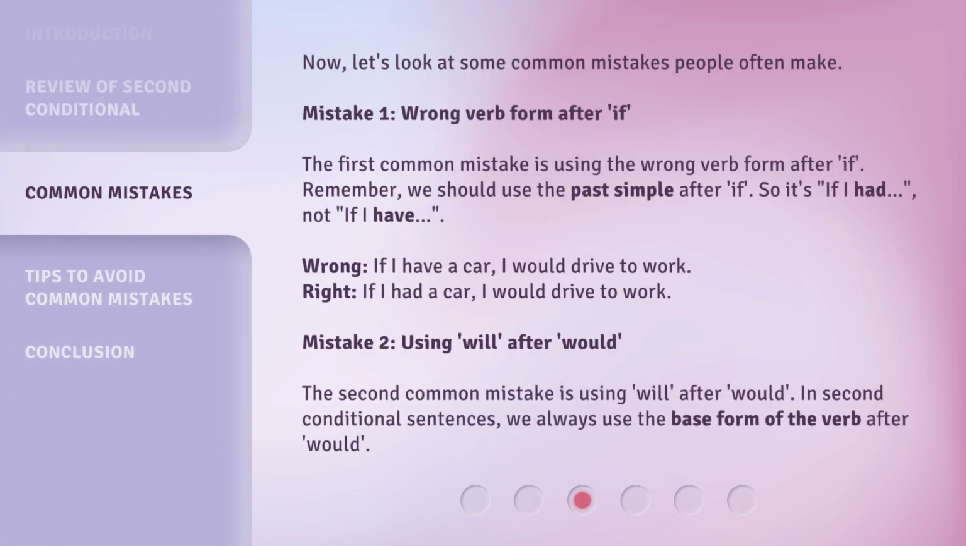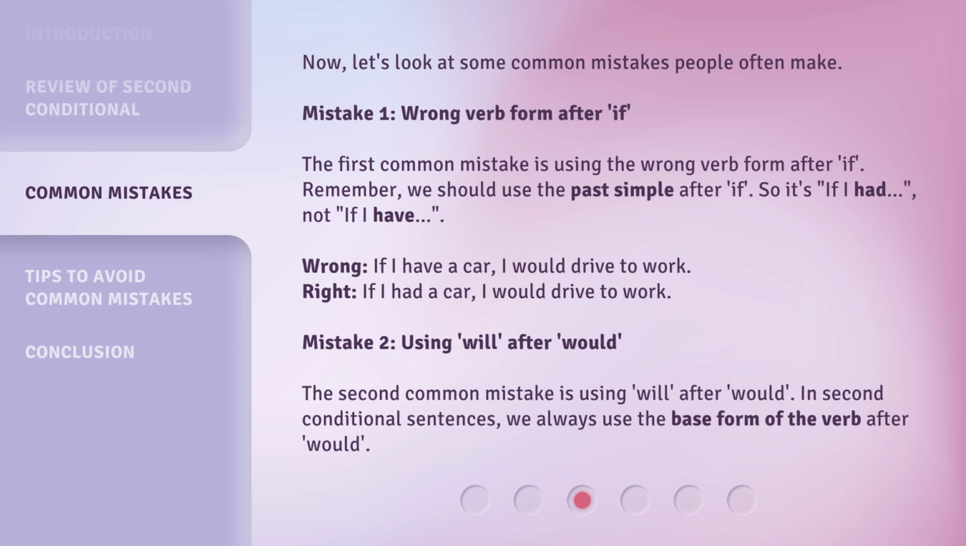Now, let's look at some common mistakes people often make. Mistake 1. Wrong verb form after if. The first common mistake is using the wrong verb form after if. Remember, we should use the past simple after if. So it's if I had, not if I have. Wrong. If I have a car, I would drive to work. Right. If I had a car, I would drive to work.